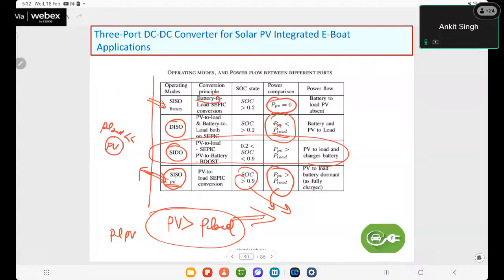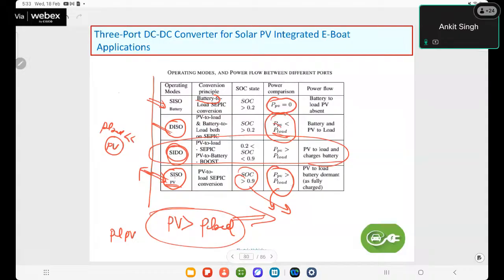Okay, and MIMO means is asking about this dual input, single output. No, the MIMO case will not come here. Multi input, multi output system. Either it is multi input, single output or single input, dual output, we can say CISO mode. Single input, dual output, so PV to load and battery to load.